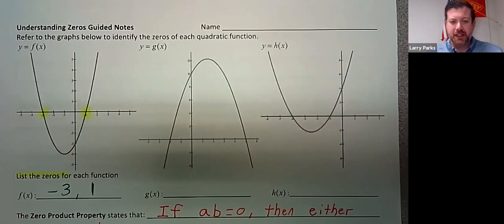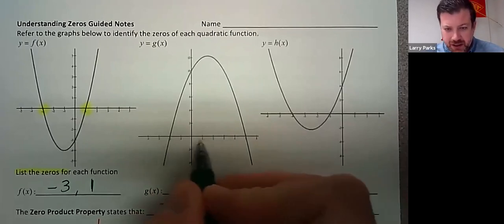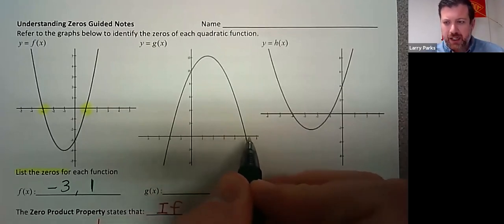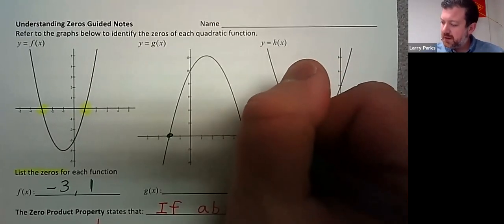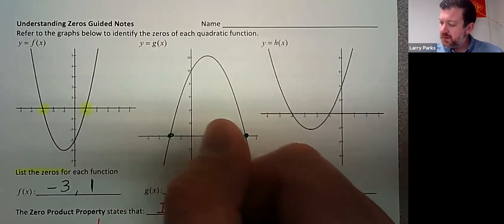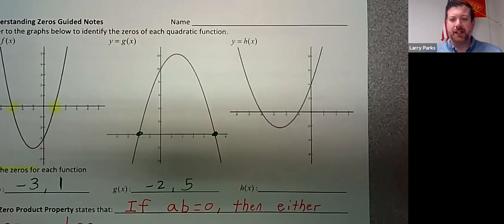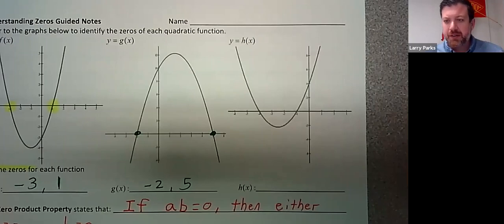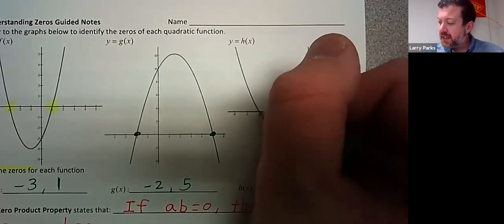Now the zeros here look to be -2 and 5. And then finally, here, they're both negative zeros. Looks like -1 and -4.